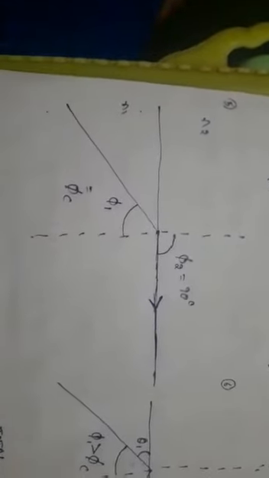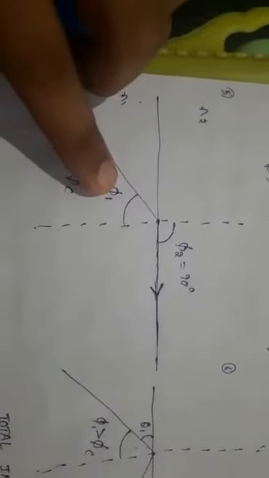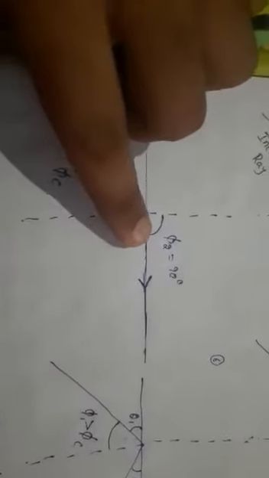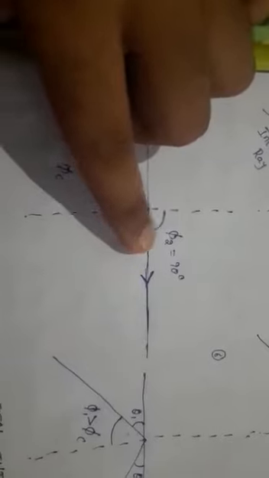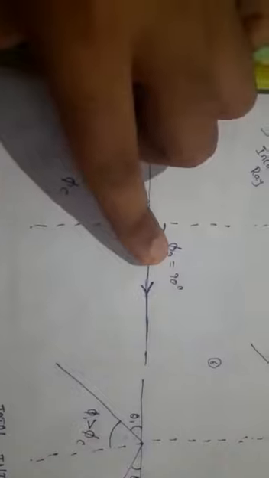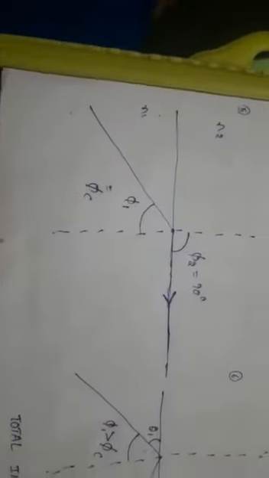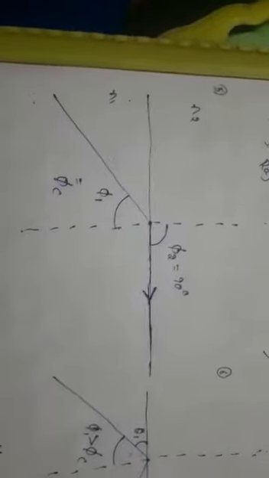It is very very important for the exam. I am increasing phi 1, and the light will become parallel to the boundary line, so it will be perpendicular to the normal line, that is 90 degrees. That angle is called the critical angle. So that is the fifth step.